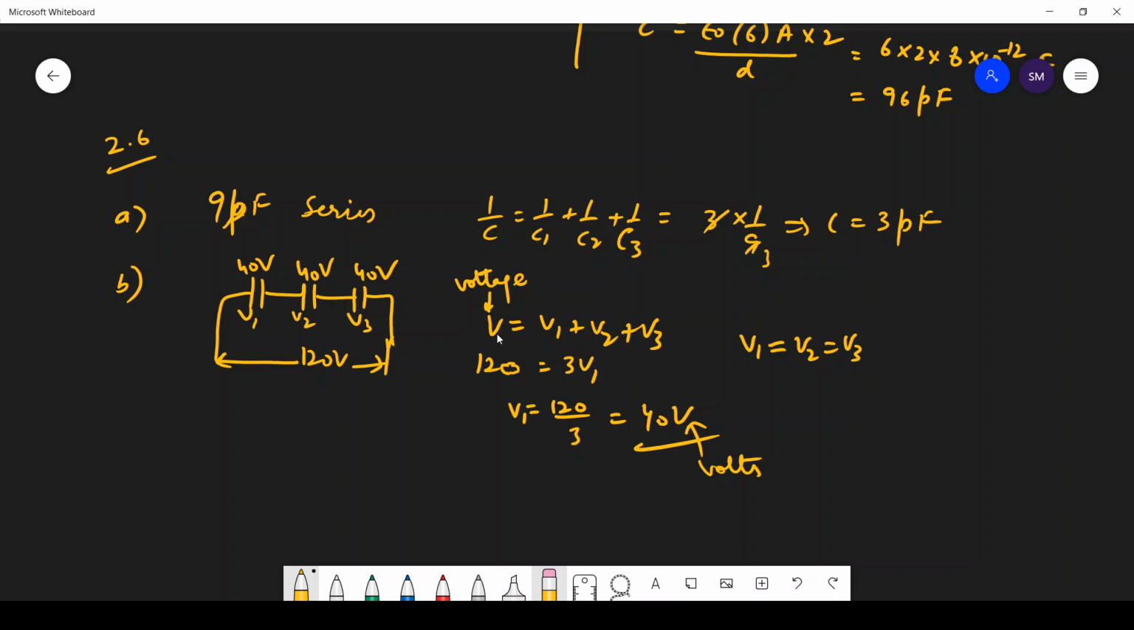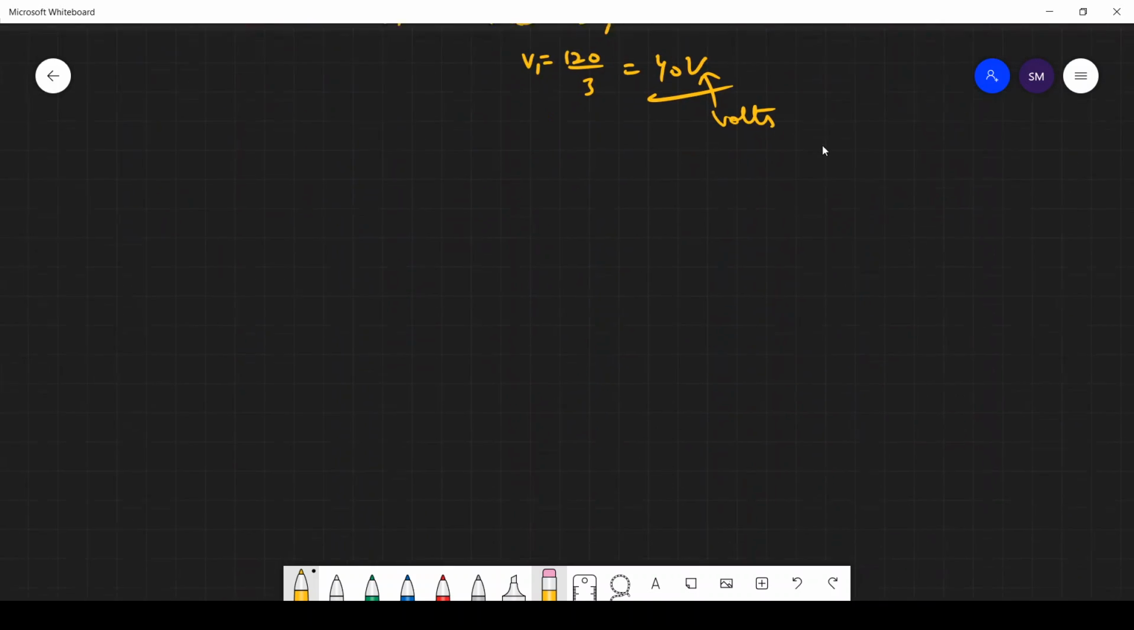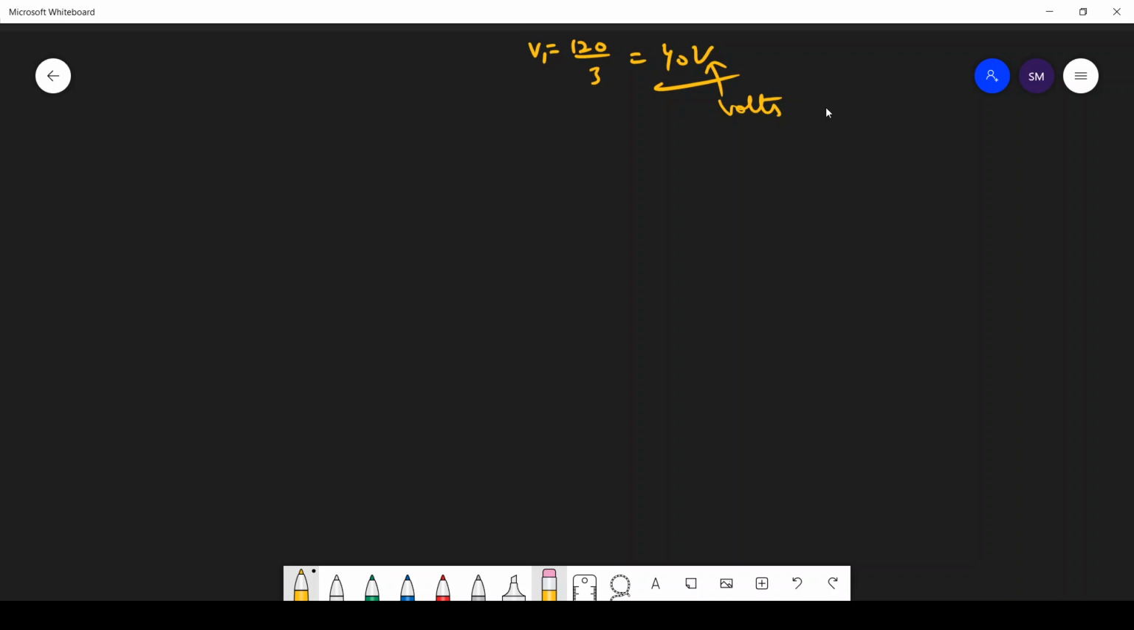Okay, so students, now let us do the next topic, a very important topic from the examination point of view: energy stored in a capacitor.